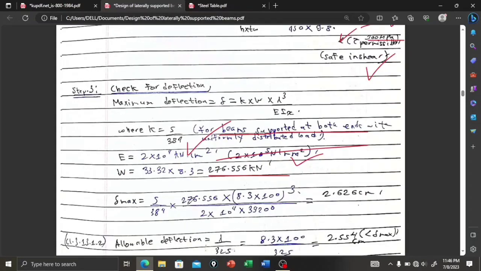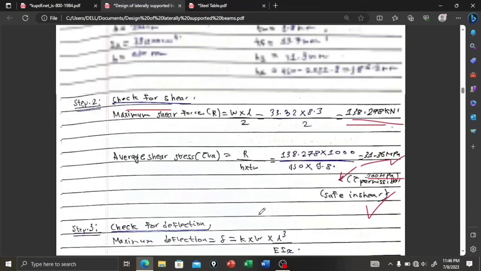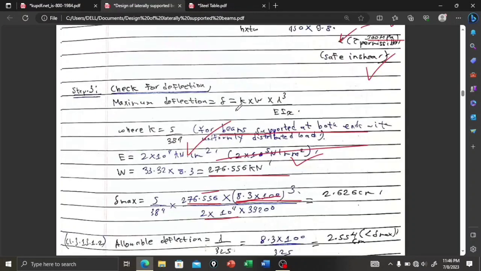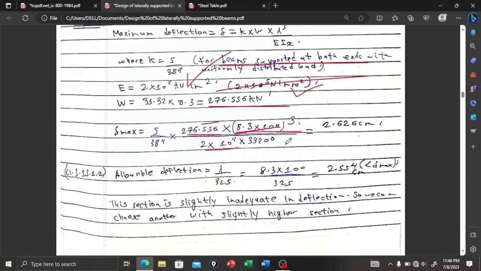Delta max is this into 8.3, which is in meter. To convert it into centimeter, we multiply by 100. This is also in centimeter, and this is in kilonewton, and E is kilonewton per centimeter square, and I think this is in centimeter. Ix is 39200 centimeters to the fourth, so this value must become in centimeter, which is 2.626 centimeter.